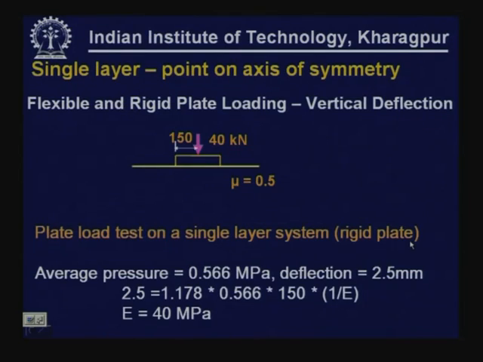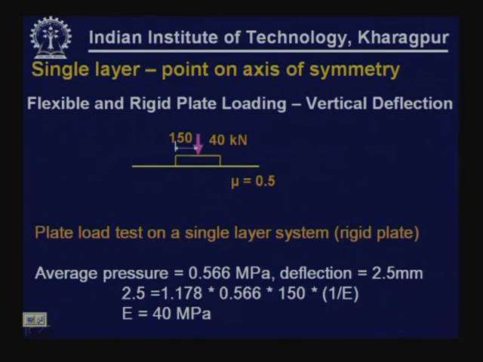Let us consider an example. Here we have a problem which has been subjected to a plate load test. The load applied is about 40 kilonewton and the radius of load contact area is 150 millimeter and the Poisson ratio value is assumed to be 0.5, as you can see from this diagram. So, we have conducted a plate load test on this single layer system. This being a plate load test, this can be considered as a rigid plate.